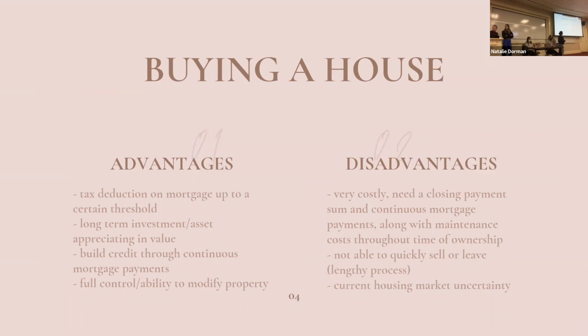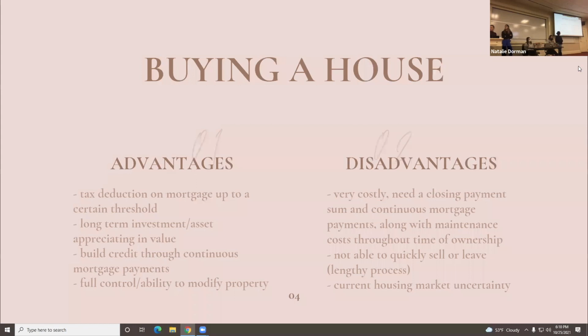So buying a house, advantages and disadvantages. Even though this might not be something that we're all going to be doing super soon, this might be a further down the line kind of decision, but it's a good thing to start thinking about. So advantages would be tax deductions on mortgages up to a certain threshold. It's a long-term investment and an asset appreciating in value. You can build credit through continuous mortgage payments, and you have full control and the ability to modify the property of your own house.